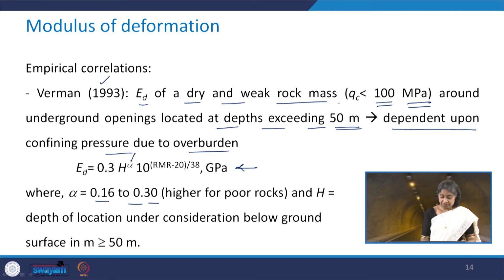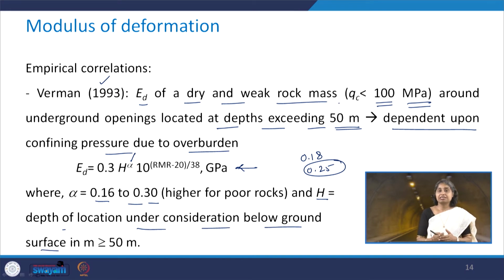So that means if there are two values of alpha, let us say 0.18 and another one, say 0.25, which one will be poorer compared to the other? It will be the one which has the higher value of alpha. And HB is the depth of the location under consideration below the ground surface, or we can call this the overburden depth, and that should be more than 50 meters.